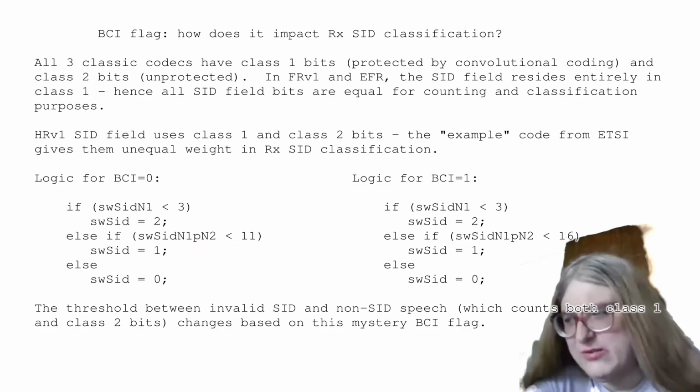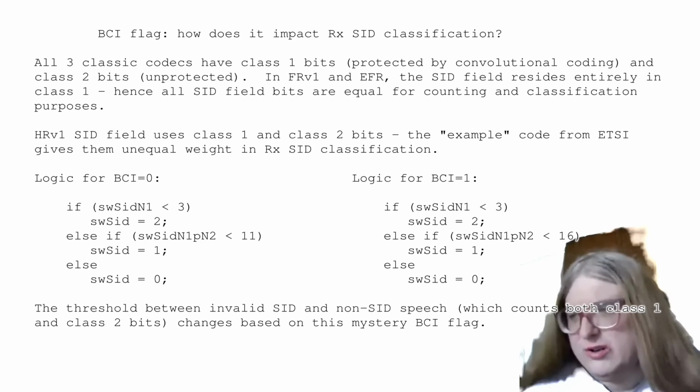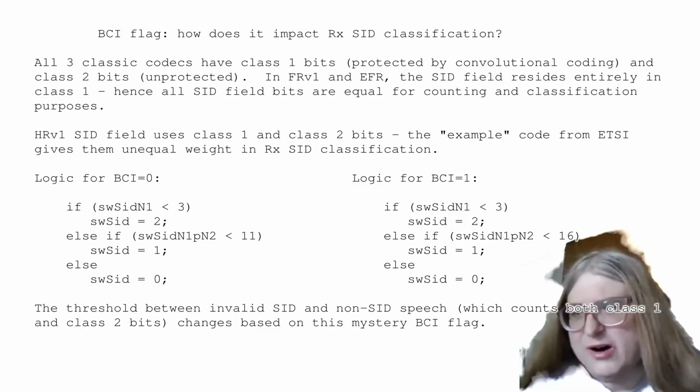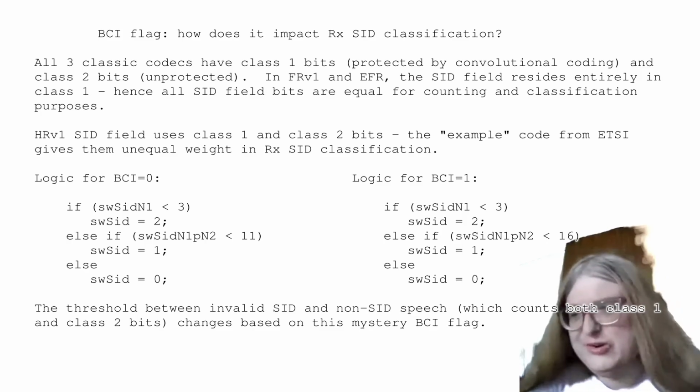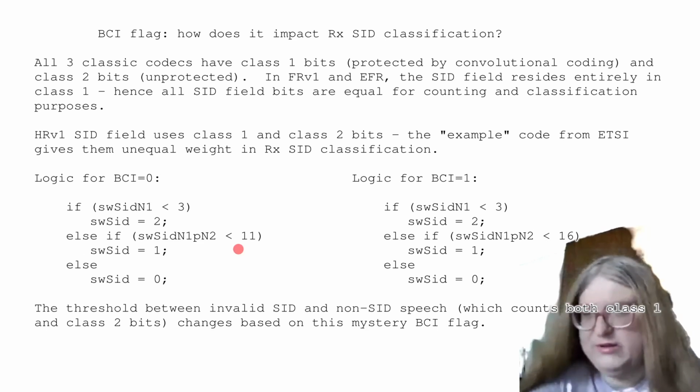So like I say, they give unequal weight, which makes sense. Class 1 bits have the protection of the convolutional coding, whereas class 2 bits do not have convolutional coding protection. In the case of FR1 and EFR, the seed field is all in class 1, so you don't have this complication. But the seed field of half rate uses all of the class 2 bits plus all the class 1 bits that are not used for comfort noise parameters. So basically, you have 33 bits of comfort noise parameters, which are all in class 1, and then all the other bits, including all of the class 2 bits, form the seed field.